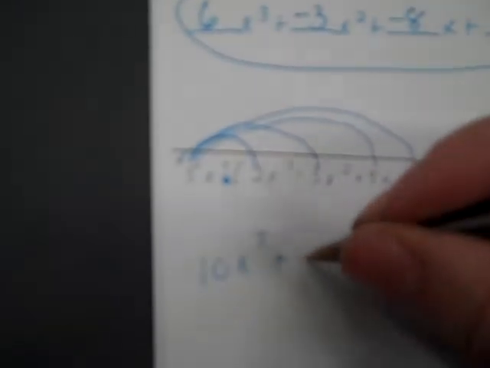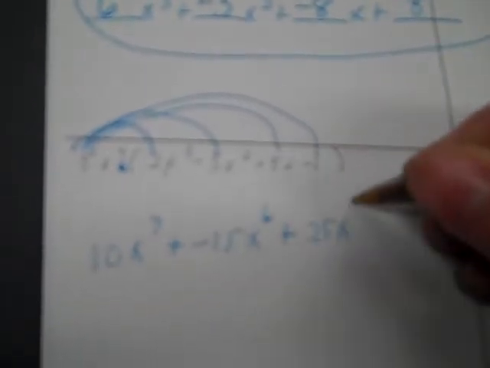Now I have 7th power, 6th power, 5th power, 4th power. Those are all different, so I don't need to write the spaces. I just need to write these terms with addition operators between them. So 10x to the 7th plus negative 15x to the 6th plus 25x to the 5th plus negative 5x to the 4th. And all the powers are different, so that's your answer.